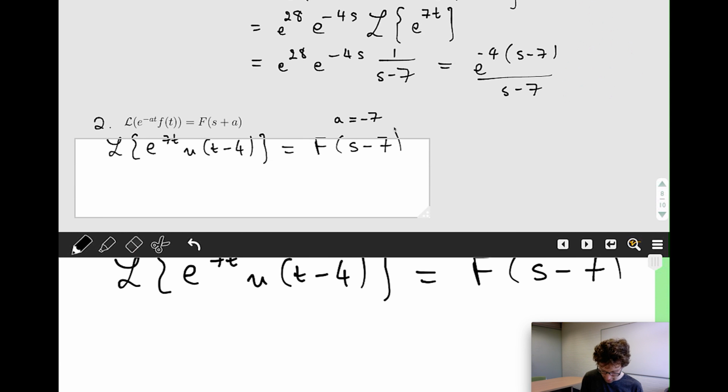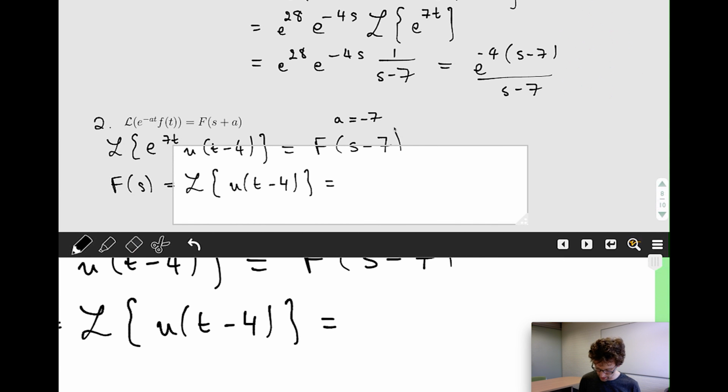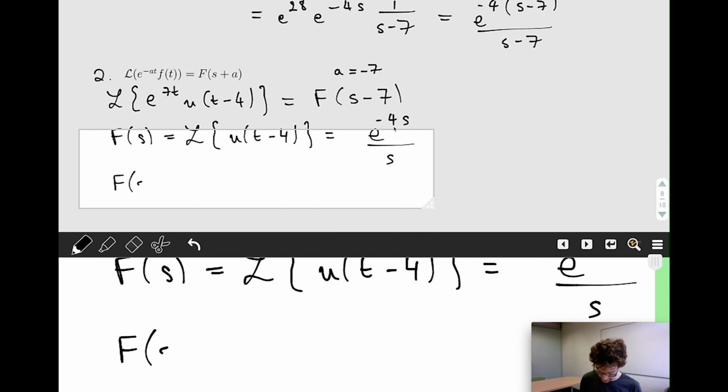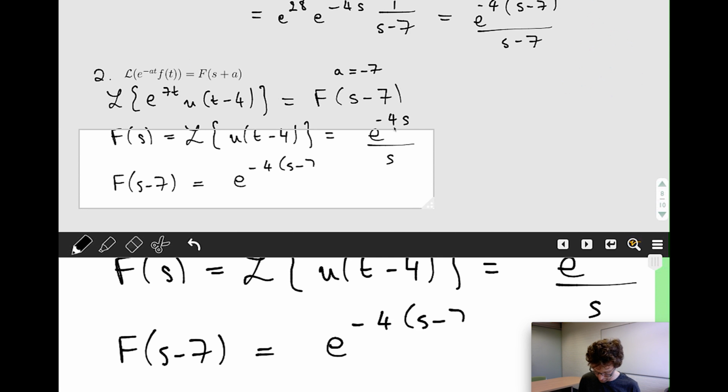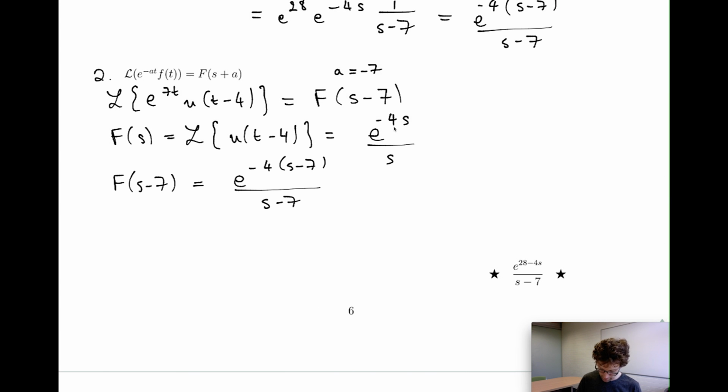So what is F of s? Well, F of s is going to be the Laplace transform of the function without that exponential in front. It's going to be u of t minus 4. Again, that's one of our tabled Laplace transforms, so that will be e to the minus 4s all over s. So what is F of s minus 7? Everywhere I see s, I need to replace it with s minus 7. And you can see that this gives us exactly the same expression in both cases.